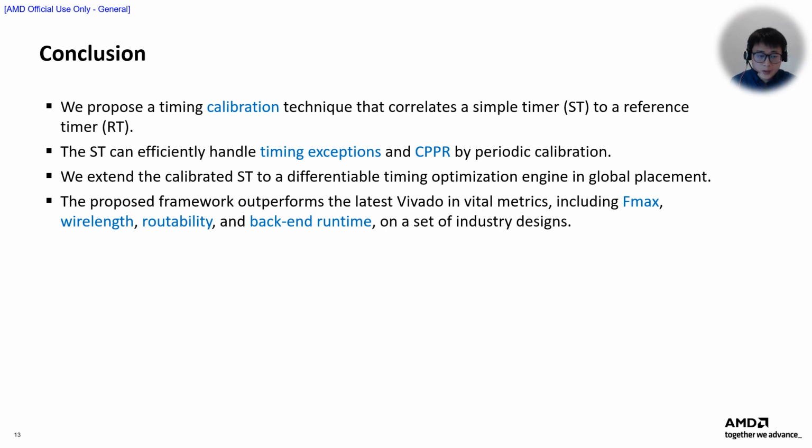Here are the conclusions. In this talk, we propose a timing calibration technique that correlates a simple timer to a reference timer. And the simple timer can effectively handle timing exceptions and the CPPR by periodic calibration. We extended the calibrated simple timer to a differentiable timing optimization engine in global placement, and the proposed framework outperforms the latest Vivado in key metrics including Fmax, wire length, routability, and backend runtime on a set of industry designs.